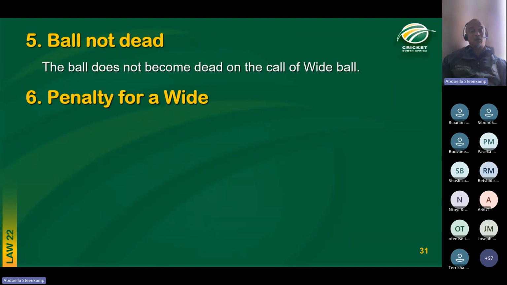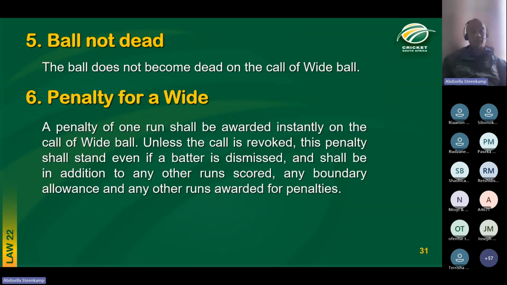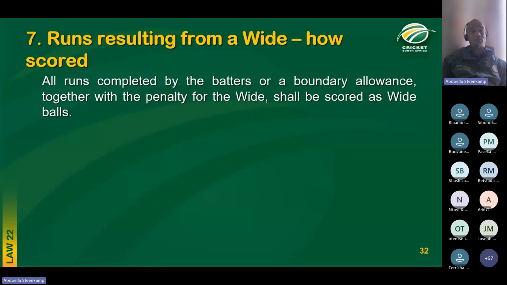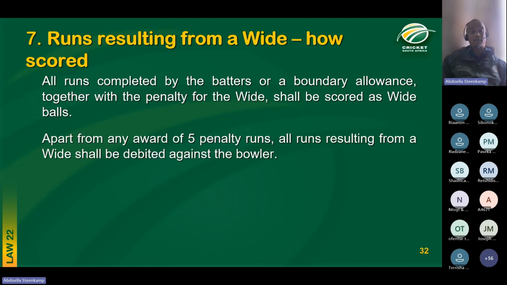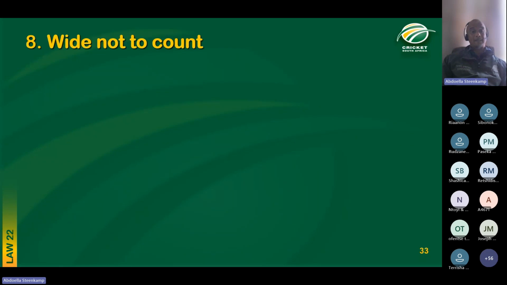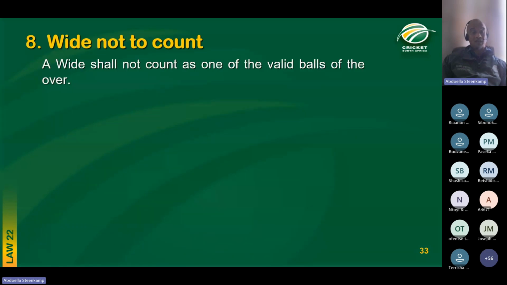Ball not to be dead on the call of wide. 1 run penalty as soon as you call wide. And also, if there are any additional runs, if it does go to the boundary, that all will count. If they do run off a wide, that also counts. So in terms of how the runs are scored, all runs completed by the batters or if a boundary allowance, together with the 1 run penalty for the wide, to be scored as wide balls. Wide not to count as one of the valid balls for the over, i.e. that ball needs to be rebowled.